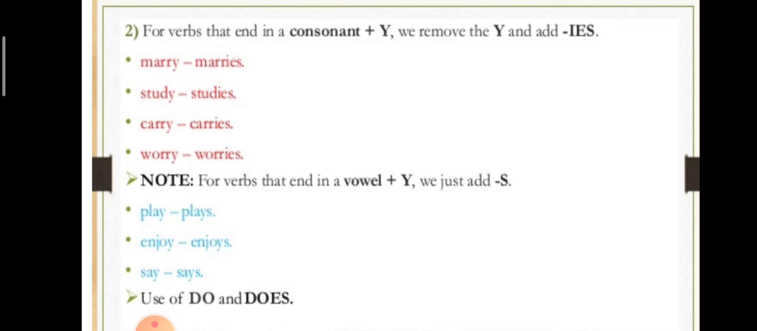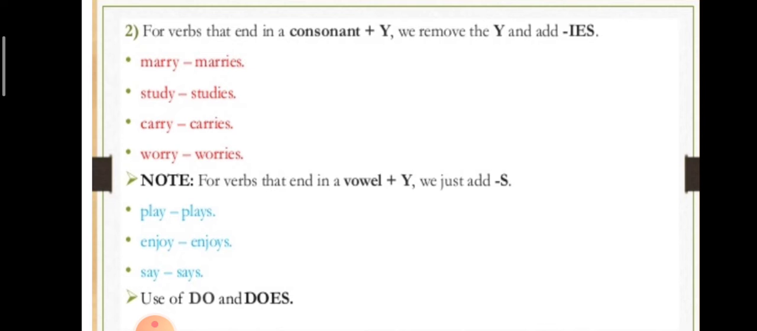So what is the letter before the y? Take M, A, R, R, Y. The letter before the Y is R, and R is a consonant. It does not come under the vowels A, E, I, O, U. R is a consonant, so you're just removing the Y and adding IES.